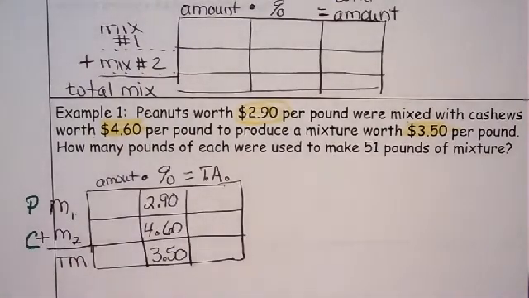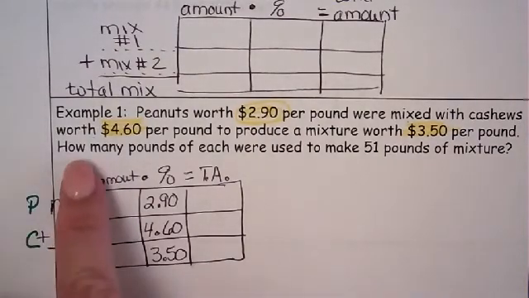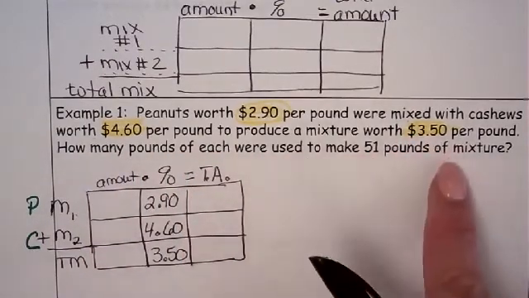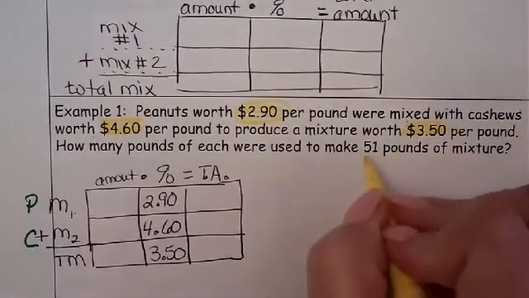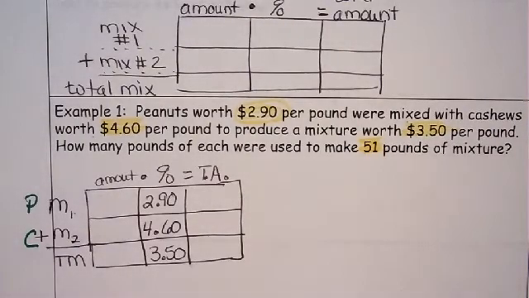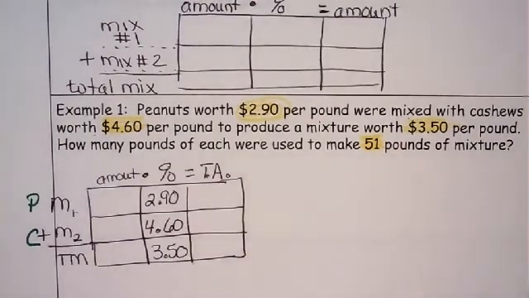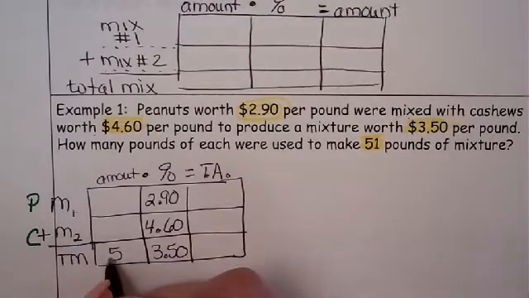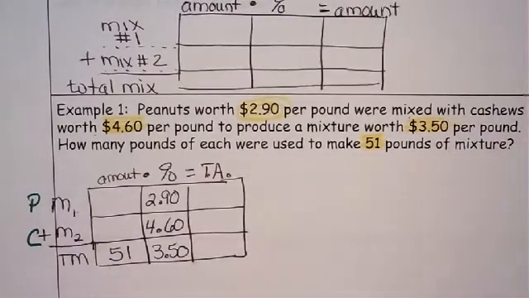Now, I have one more number in here. In this last sentence, how many pounds of each were used to make 51 pounds of mixture? That's what you're going to have at the end after you got this big old bowl full of peanuts and cashews. If you weigh it, it's going to total up to 51 pounds. So I'm going to put the 51 pounds right under my amount because that's how much I'm going to have in the end.